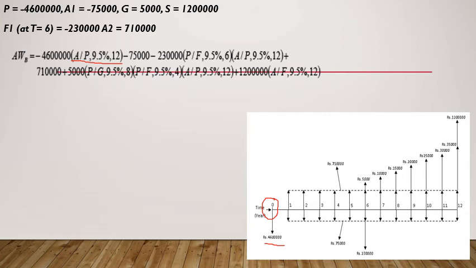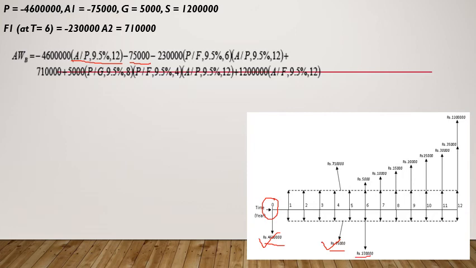What is next? Cost of 75,000. This is already equivalent annual cost. Already A. Retain it as A. There is no need for any further conversion. So P is done. Equivalent annual cost is done. What else next?